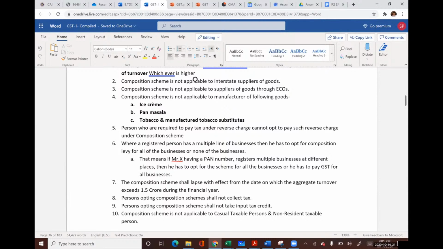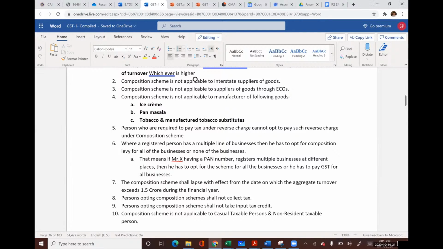Where a registered person has multiple lines of business, then he has to opt for composition levy for all the businesses or none of the businesses. If Monisha has a medical store, an electronic shop, and a cell phone shop, three shops, then you are into multiple lines. The total turnover of all the businesses will be considered for deciding composition scheme. Are you getting it? Guys, make sense? Yes, sir.